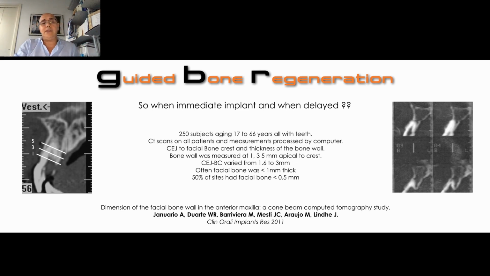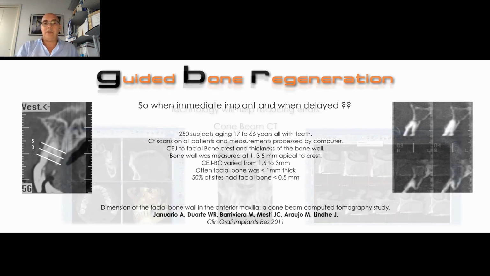They evaluated the CBCT of 250 subjects, 17 to 66 years old, all with teeth. They did CT scan, and then they evaluated the thickness of the bone, 1 millimeter, 3 millimeters, and 5 millimeters below the bone crest. Well, the very surprising result was that often the facial bone was less than 1 millimeter thick, and 50% of the sites evaluated had facial bone that was less than 0.5 millimeter thick. So, a situation where if we would do an immediate implant would be quite risky.